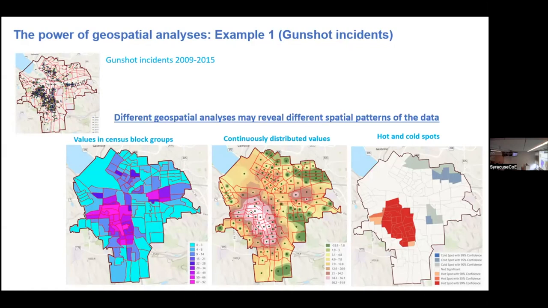What is the second one? I use this data and developed a continuous surface. Okay, you see something similar, but there is something different because this actually shows a continuous change of the gunshot events that goes beyond the boundaries of census block groups. And this can be used to study the potential influence of gunshot events. And the third one is even more interesting. This is a hot and cold spot analysis.